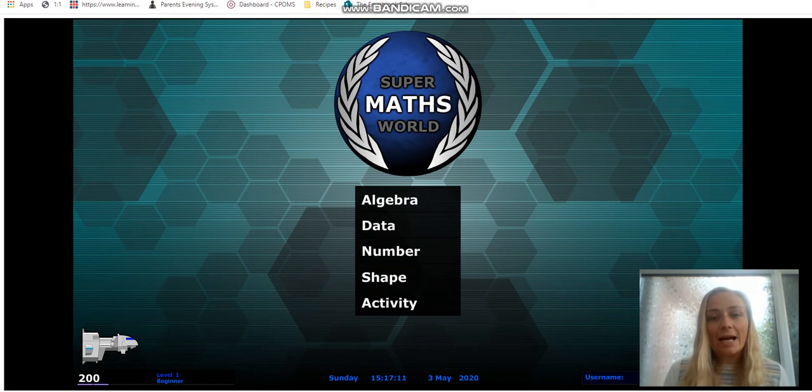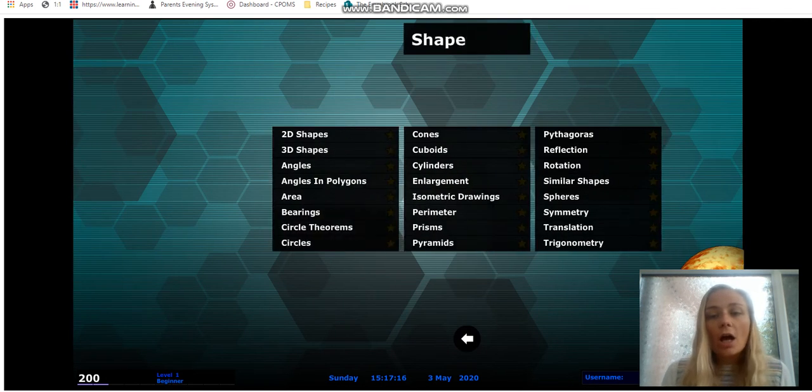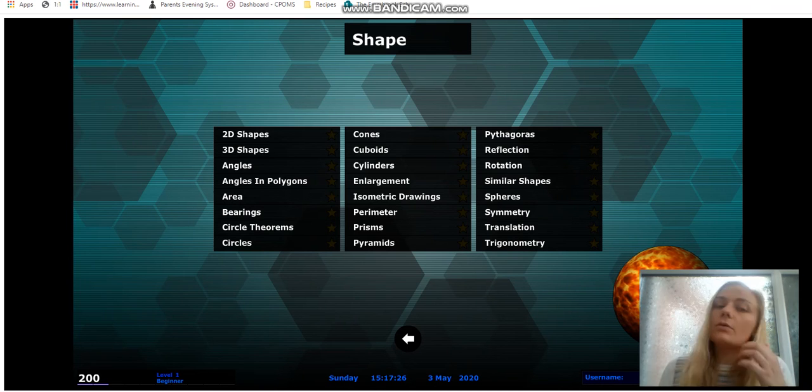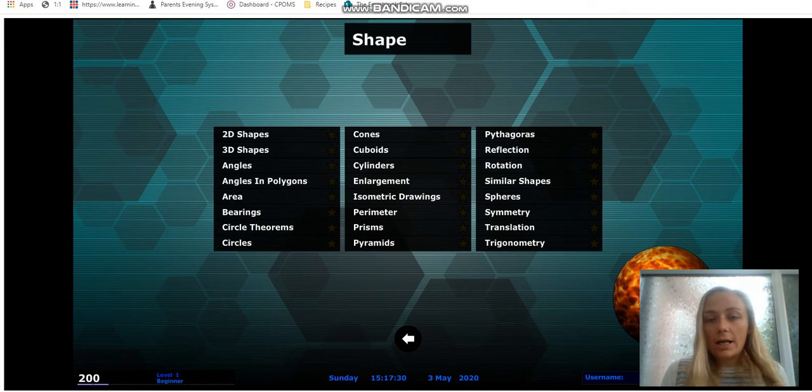And your final thing to have a go on is Super Maths World, as always. So that's on the screen now. Now for this week, it would be really useful if you clicked on shape. Now on shape, we've obviously got all the things we've been studying this week, and we'll probably be studying next week too. So you click on angles. A polygon is just a shape. So you could click on angles and polygons, area, you could click on perimeter, to have an extra go at some of those things that you've been learning about this week.